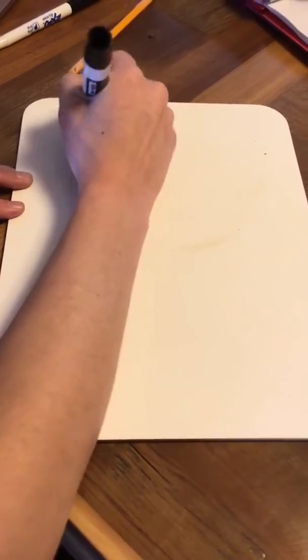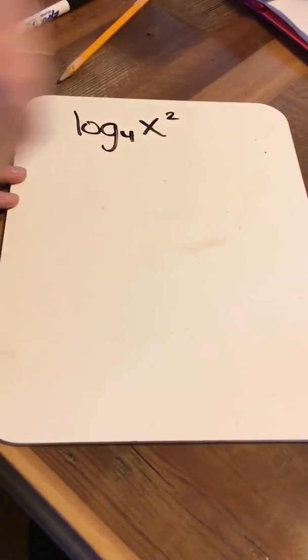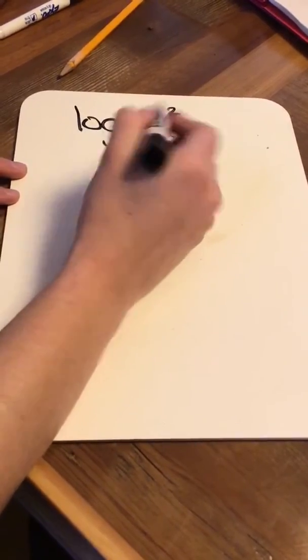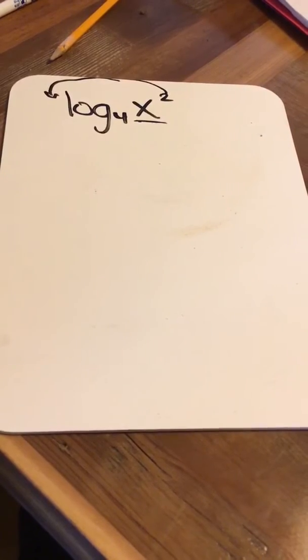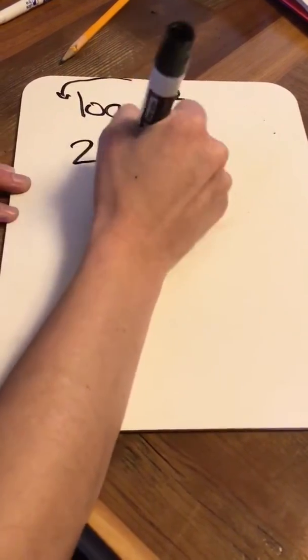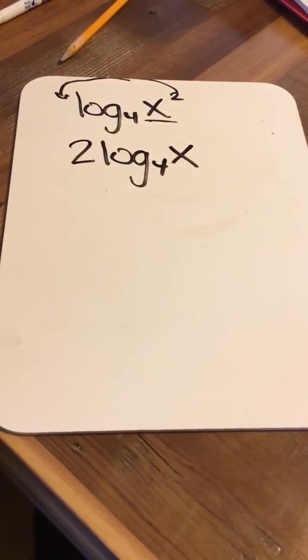So same idea with logarithms. If I have log base 4 of x squared, anytime I have an exponent within the argument, so the thing I'm taking the log of, if there is an exponent on it, I can move it to the front of the problem and make it into a multiplication problem. So this one becomes 2 log base 4 of x, okay?